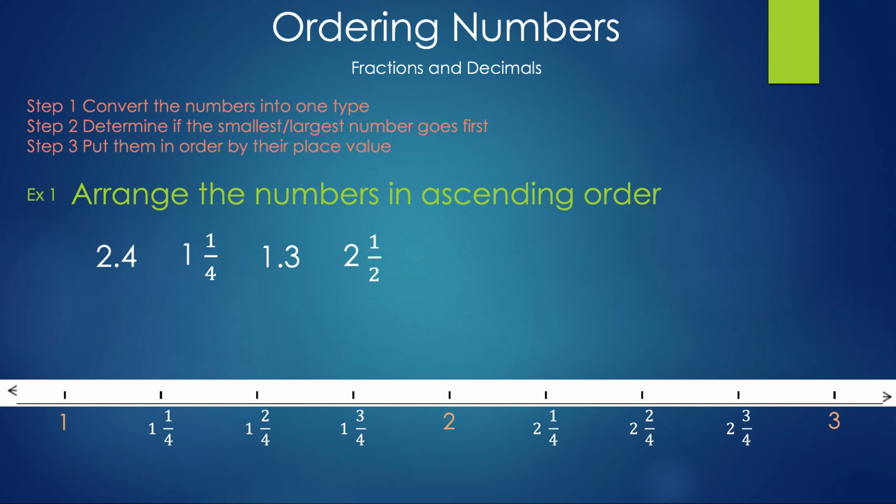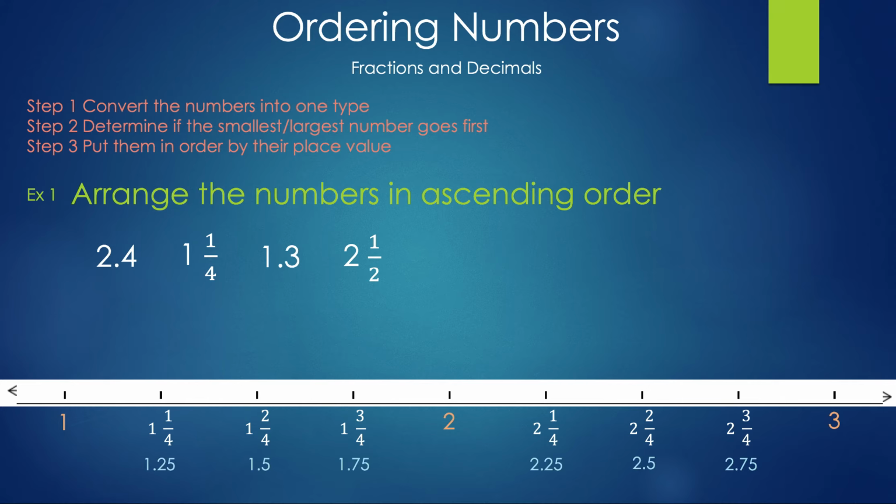So let's talk about the steps. Step 1, convert the numbers into one type. Step 2, determine if the smallest or largest number goes first. Step 3, put them in order by their place value. So let's go ahead and take a look at the question. Arrange the numbers in ascending order.